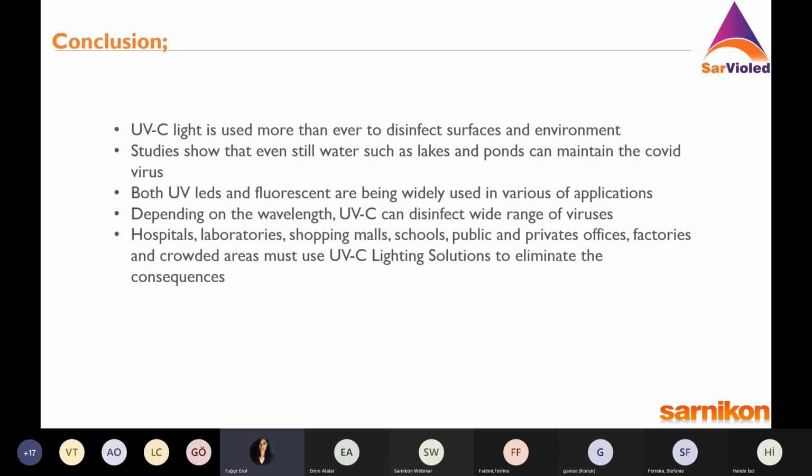To summarize all above, UVC light is used more than ever in disinfection applications. Studies show that still water like ponds and lakes can maintain COVID virus, so there are even disinfection applications for that. Both UV LEDs and fluorescents are used in disinfection. Hospitals, laboratories, shopping malls, schools, public and private offices, factories, and crowded areas must use UVC lighting solutions to eliminate the consequences.